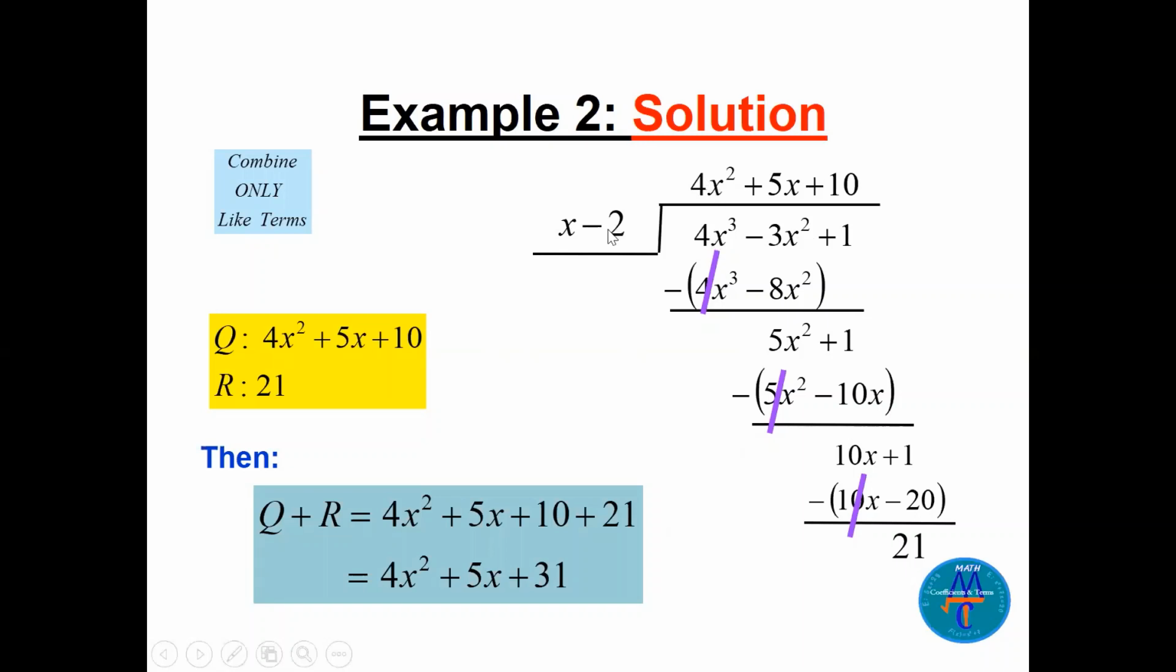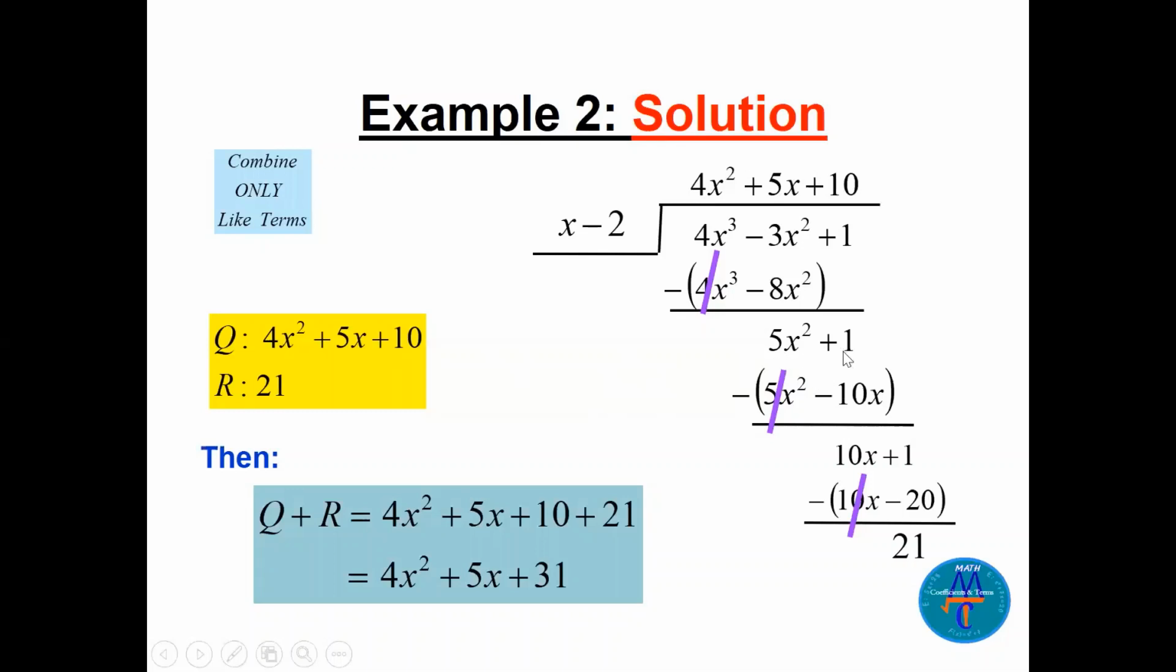So you multiply again, see? Minus 8x squared. Then you subtract. This will be cancelled. Minus with the minus becomes plus. Minus 3, we see inside here 5x squared plus 1. Again, 5x squared divided by x will be 5x, then multiply back.